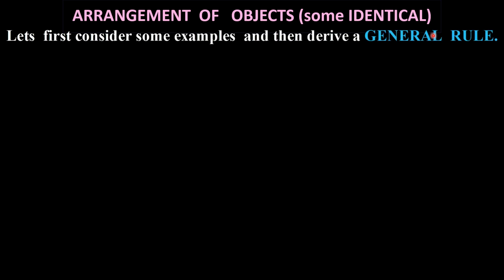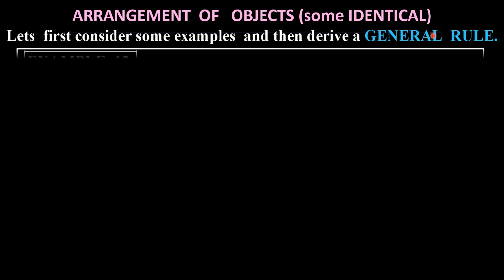Now we're going to go a little bit further here. We want to arrange objects, but the objects are not all the same. There are some of them that are identical. And let's just take an example, and then from these examples we'll be able to generalize. We're going to take 2 examples, and then we'll be able to see a short way of doing that.